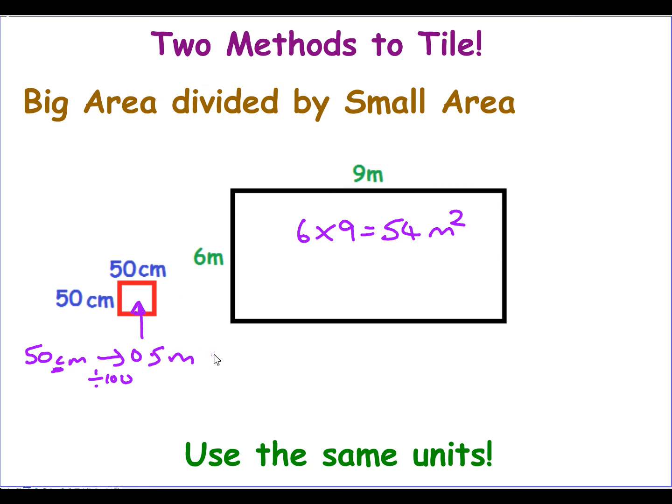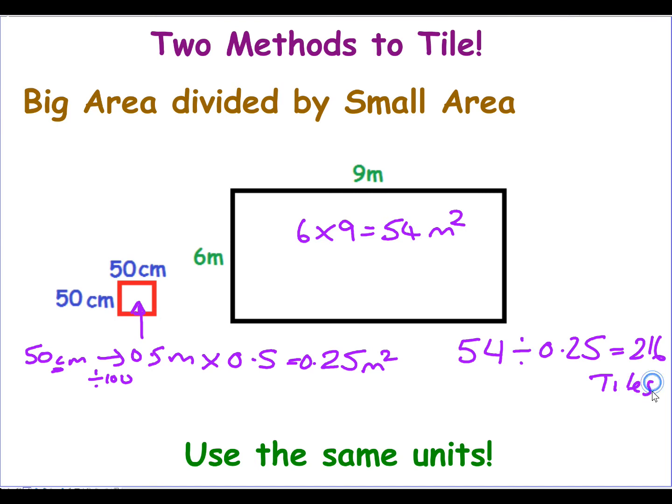So my area for my small tile is 0.5 times 0.5. Can you see where that little trick of multiplying a little decimal by a little decimal comes in? Okay, move the decimal points. 5 times 5 is 25, and then put the decimal points back. So the area of the small tile is 0.25 meters squared. So to work out how many tiles, take your big area and divide it by your small area. And this gives you 216 tiles.